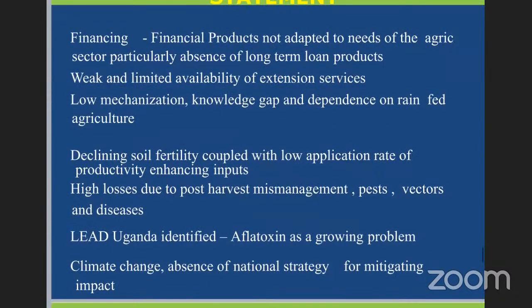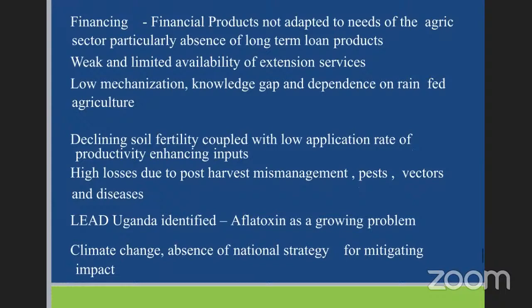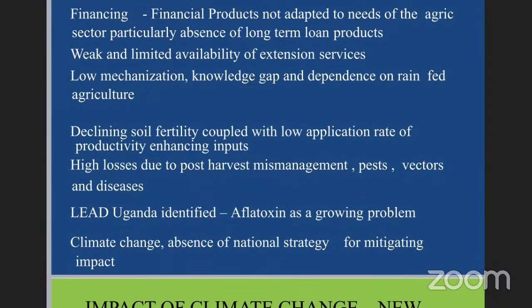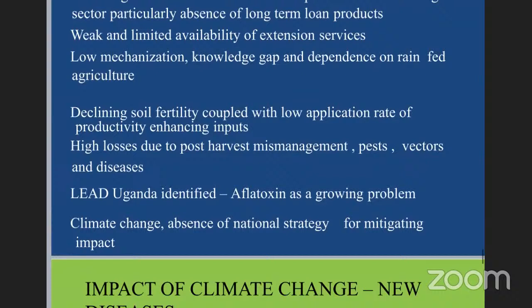Some of the other challenges are weak and limited availability of extension services, low mechanization, and knowledge gap. Dependence on rain-fed agriculture is a very sad case for Uganda. Then declining soil fertility coupled with a low application rate of productivity enhancing inputs. Sometimes it's not just about soil fertility, but crop protection products, especially for vegetables. They need management of the pests. They have to be sprayed, but the spraying has to be well managed.